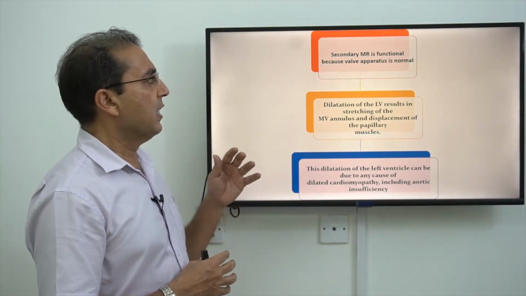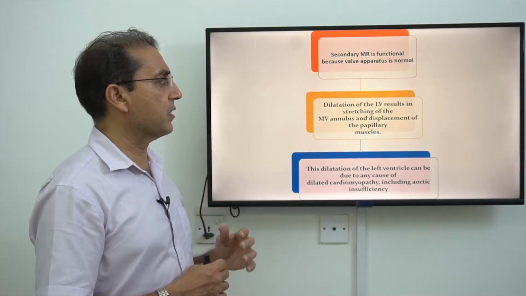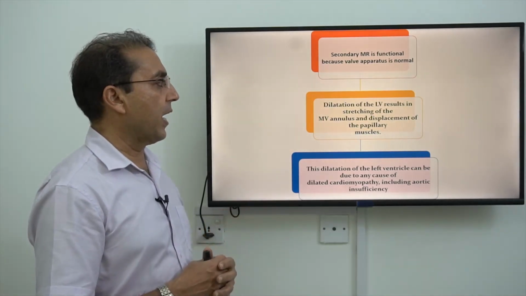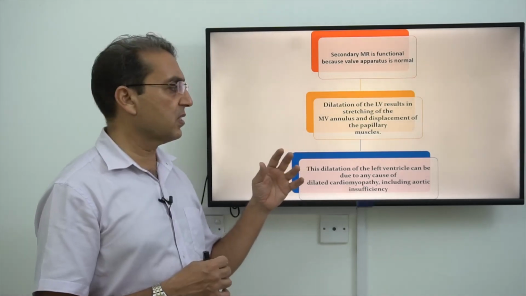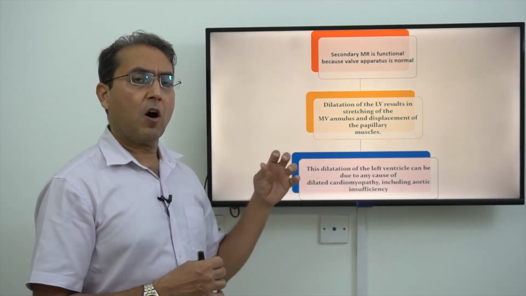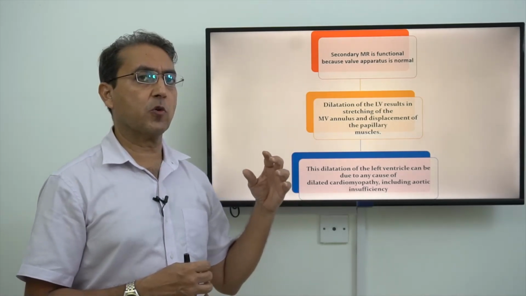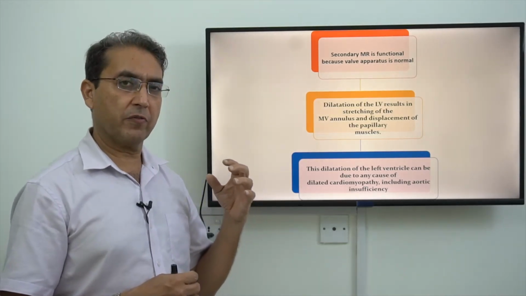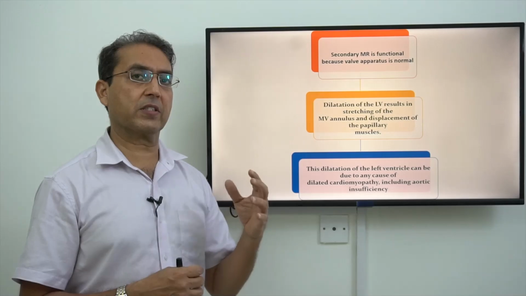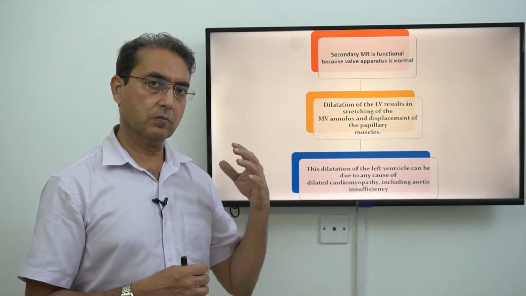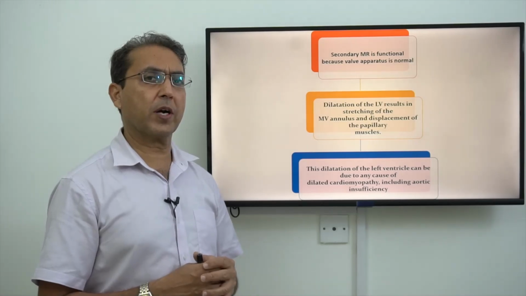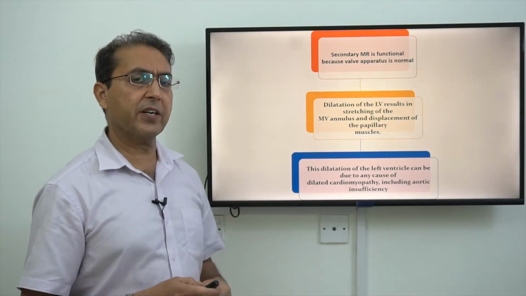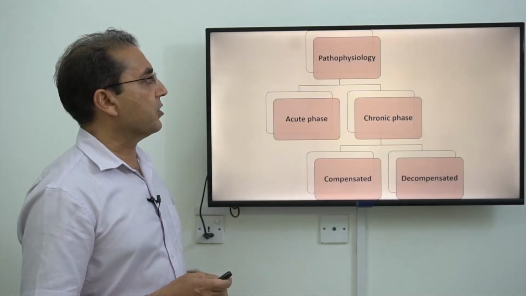Now the secondary MR is functional. It is because the valve apparatus is normal. There is dilatation of the left ventricle, which results in the stretching of the mitral annulus and displacement of the papillary muscle. This is usually seen in dilation of the left ventricle, which is usually caused by cardiomyopathy, sometimes chronic aortic regurgitation, and in some patients who have a diffuse type of ischemic heart disease, where all vessels are involved, and the patient has global hypokinesia and the heart starts dilating. In those patients, we have this secondary type of mitral regurgitation.